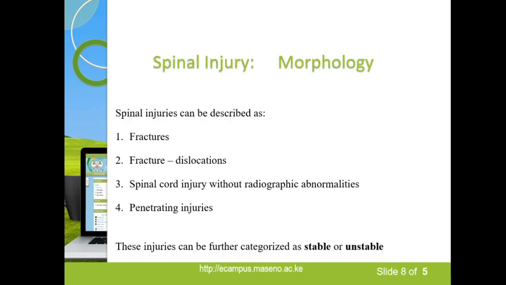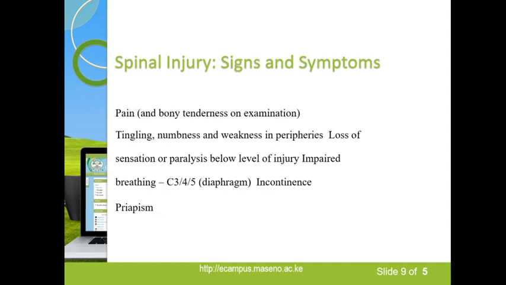Now generally spinal injury can be a dislocation, can be a fracture. It can be without radiographic abnormalities, or it could be a penetrating injury. So spinal injuries can be further categorized as stable or unstable.